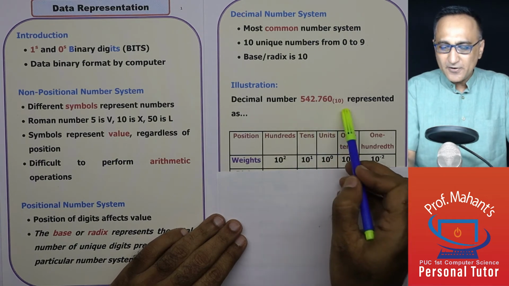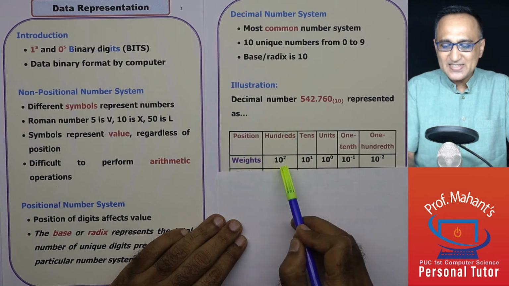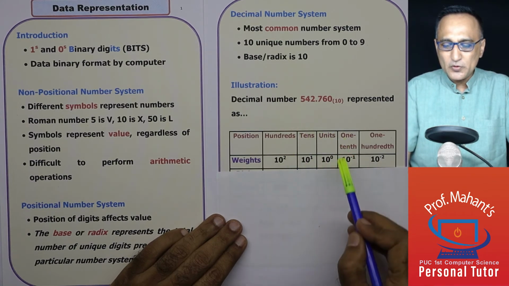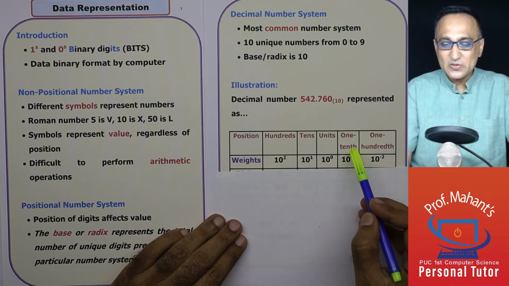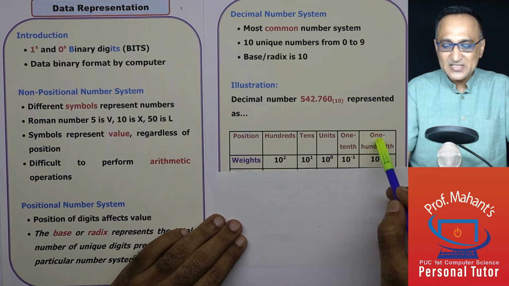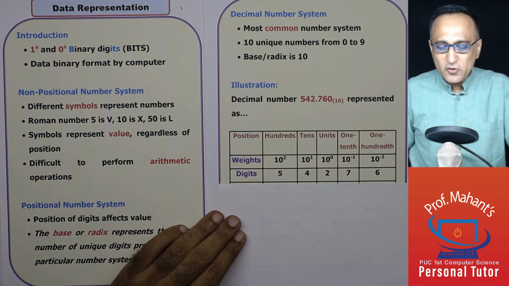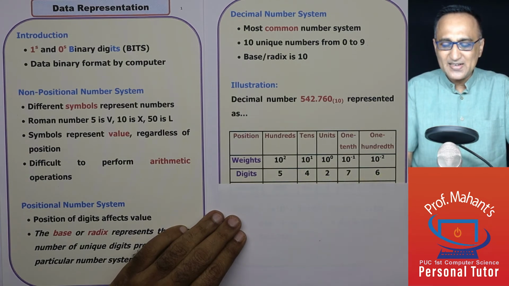So when you take a different number, you give it something called the weight. The weight of 5 is hundred, the weight of 4 is 10, the weight of 2 is units, the weight of 7, since it comes after the decimal point, is 1 upon 10, and 6 is 1 upon 100. That is its weight. Now if you look at the individual digits, they are 5, 4, 2, 7 and 6.